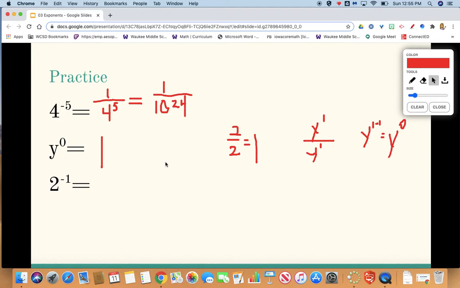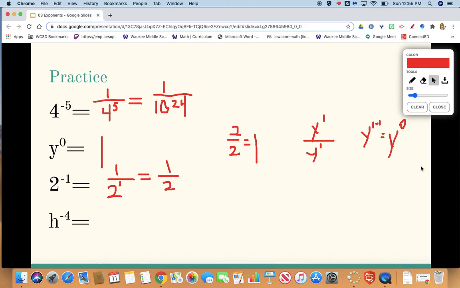2 to the negative first power. Well, to make that exponent positive, we place a 1 over top of it. Now we can solve for the exponent. 2 to the first power is 2, so 1/2 is our final answer.